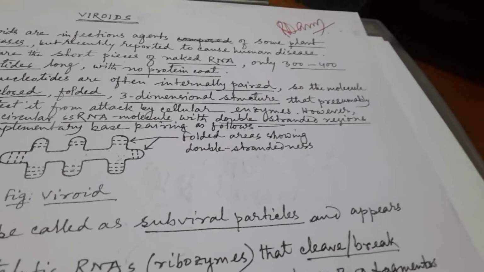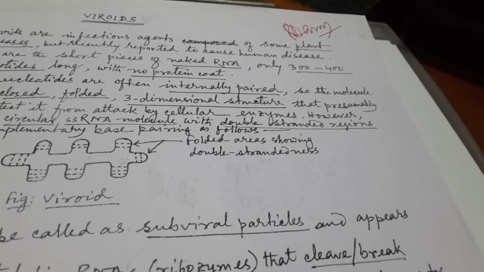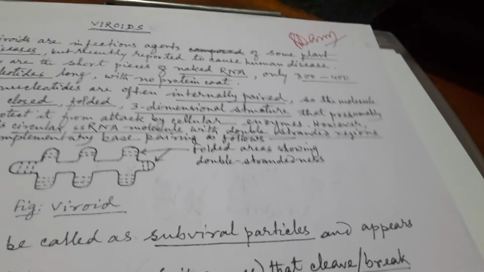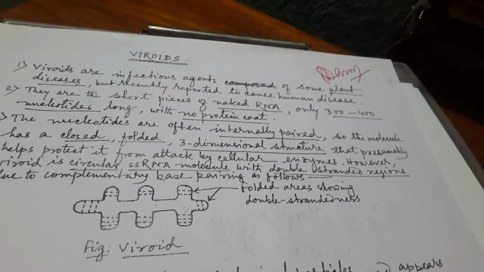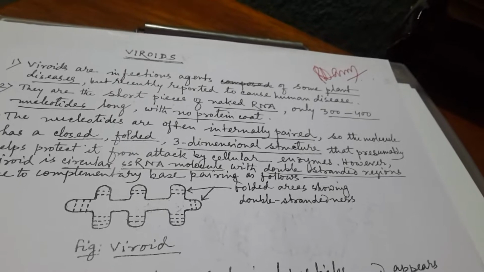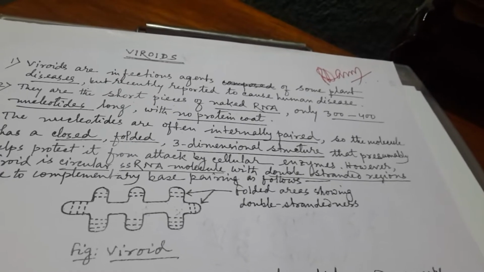It is a closed or folded structure. The length of the viroid may be 300 to 400 nucleotides in its length. It has no protein coat, so it is called naked.